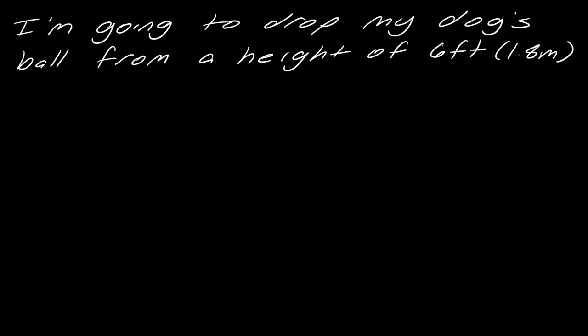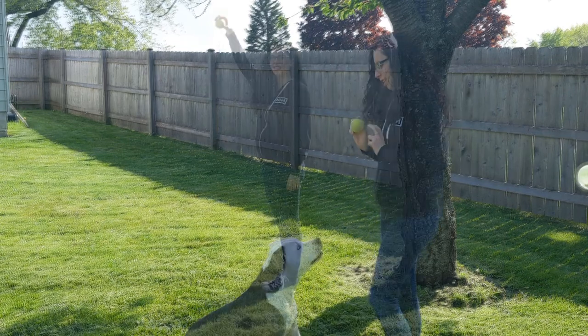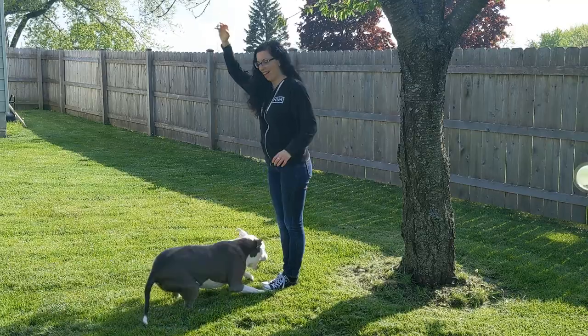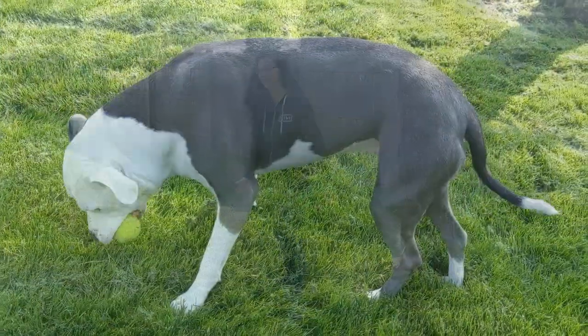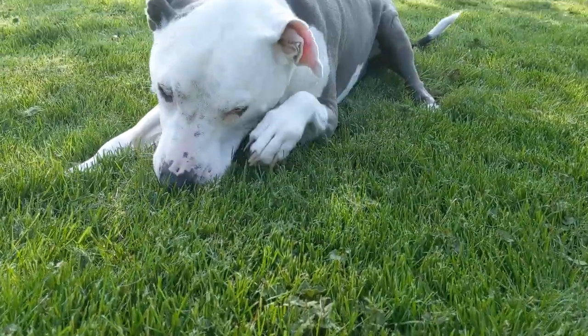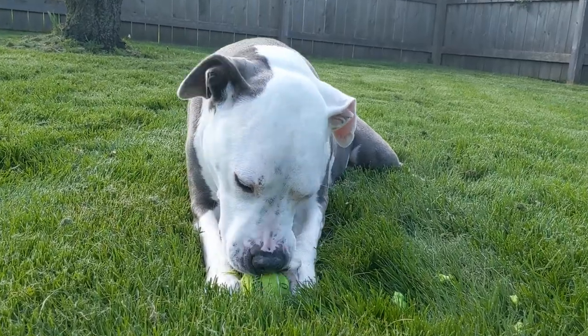Now, I have one other situation I want to show you, which is the idea of dropping a ball. So I'm going to drop my dog's ball from a height of 6 feet, which is about 1.8 meters. And so here we go. And as you can see, I had one take for this, so hopefully this works out. My dog was quite happy though, as you can see in the making of this particular video.